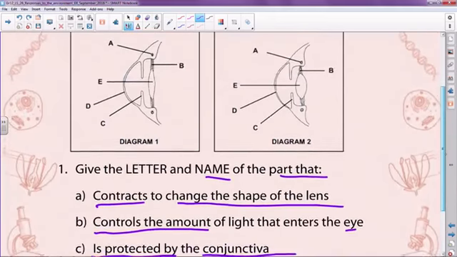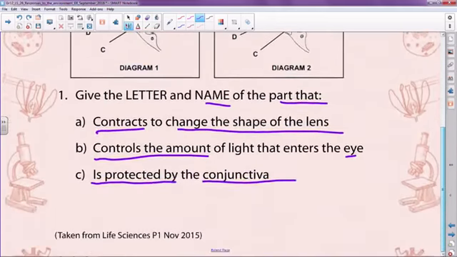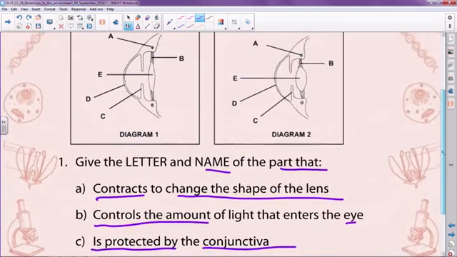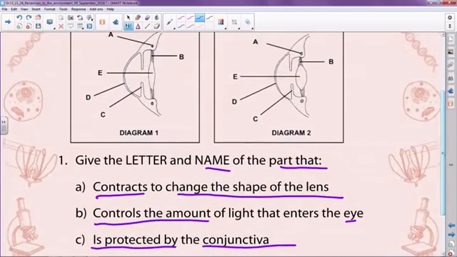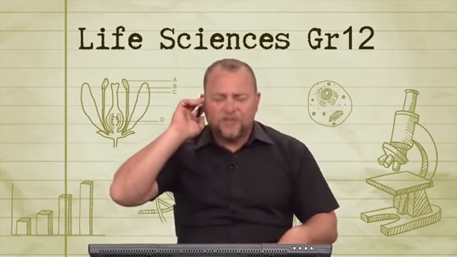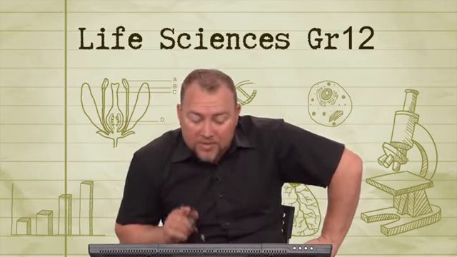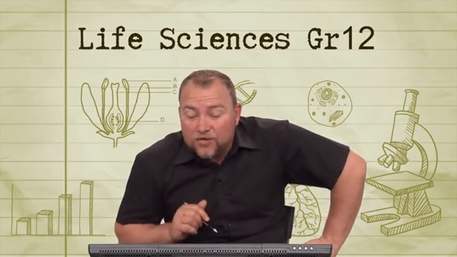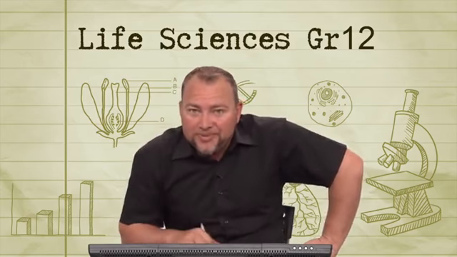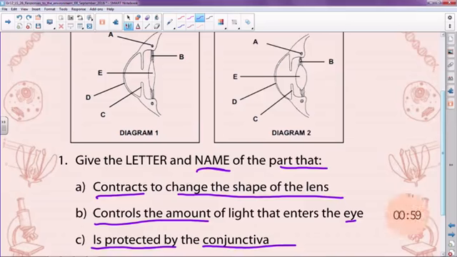And guys, these are from past papers. I'm taking them from a Life Sciences paper, November 2015. So these are not questions I'm making up. This is the type of question you are going to get. Give the letter and the name. I'll give you 2 minutes to do that. No, actually, you need to speed this up. I'm going to give you 1 minute to give me the answers. Remember, the letter and the name of each of those parts. Are you ready? Off you go.